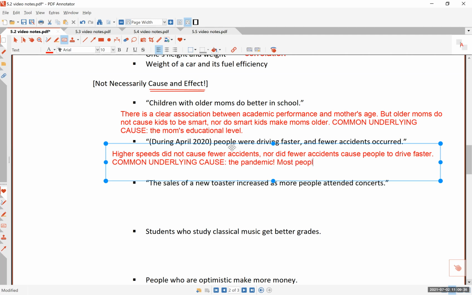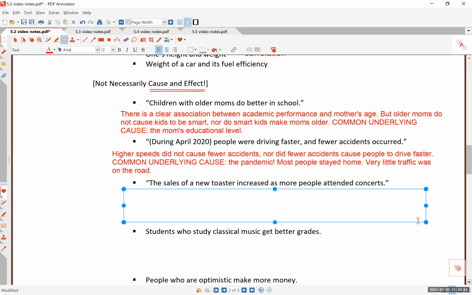Most people stayed home. Very little traffic was on the road. And this is the key. Because there were very few cars on the road, people were driving faster because they didn't have to wait and slow down. When you don't have too many other cars around, people tend to drive faster. And because there was very little traffic, the number of accidents became fewer. So it wasn't that the faster speeds caused fewer accidents or vice versa. The common underlying cause was the volume of the traffic, because very few cars were on the road. That caused people to drive faster, and that caused fewer accidents.